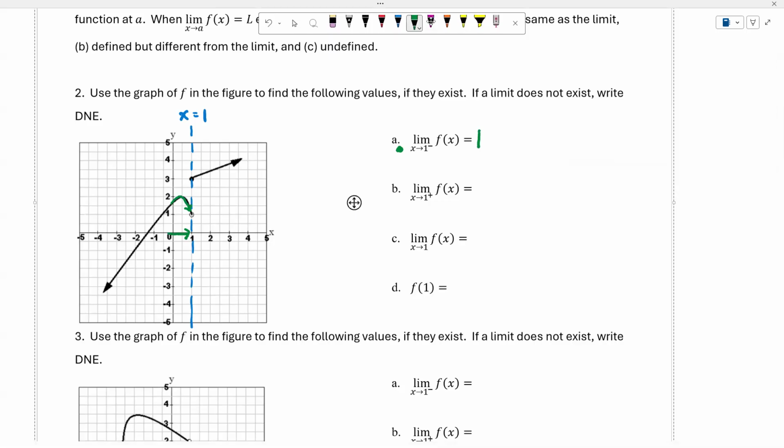On the other hand, as x approaches 1 from the right-hand side, and now look at this. The function that I have, the output is getting closer and closer to 3. So in this case, the limit as x approaches 1 from the right-hand side of f of x is equal to 3. Now, based on the definitions, if these two numbers are not the same, then what happens to the limit? The limit does not exist.